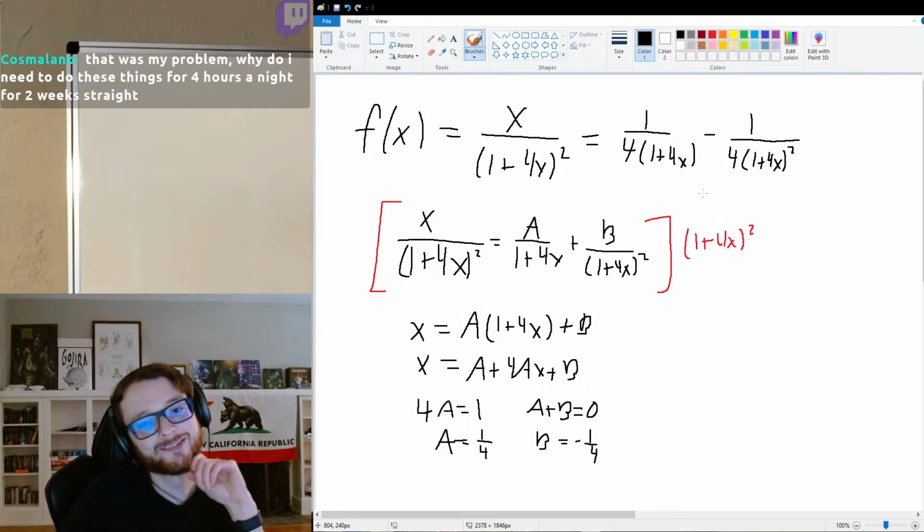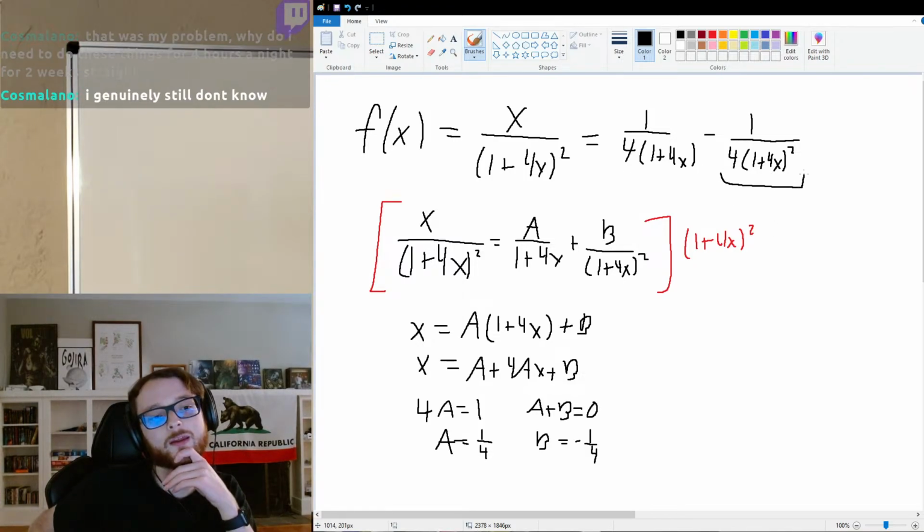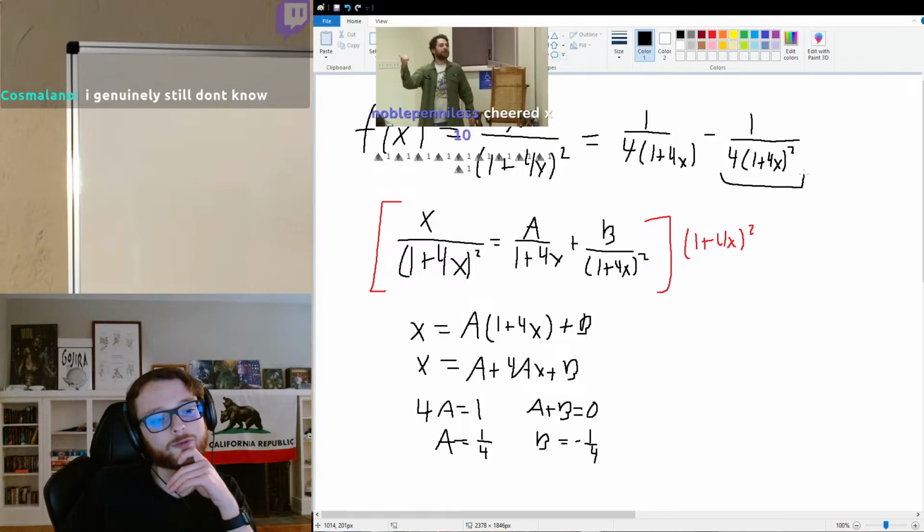All right, so this one on the left here, that's good to go. Like, we've been doing these all the time. This one is where we have to use some finesse and think about derivatives and integrals.